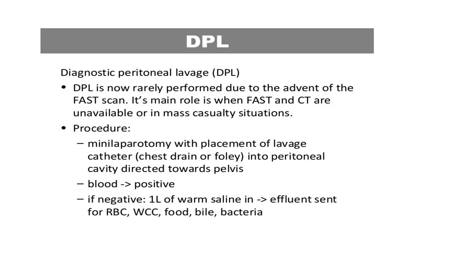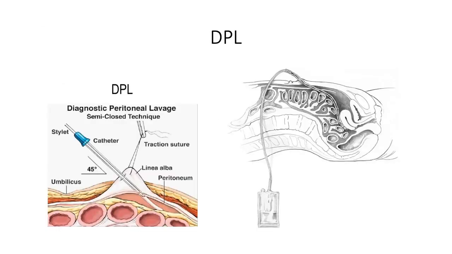You must place a lavage catheter, which could be a Foley catheter, into the peritoneal cavity, and you direct it towards the pelvis. And then you infuse at least a liter of fluid into the peritoneal cavity, and then aspirate it and take it for microbiology in the laboratory. If blood is present, then the test is positive. Usually if negative, then the effluent is sent further to the lab to look for red blood cells, white blood cells, or sources of infection, particles of food, or bile, or bacteria.